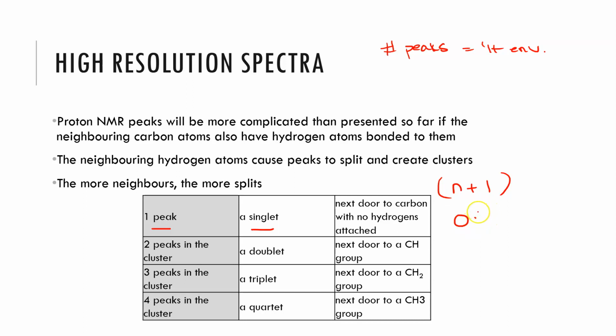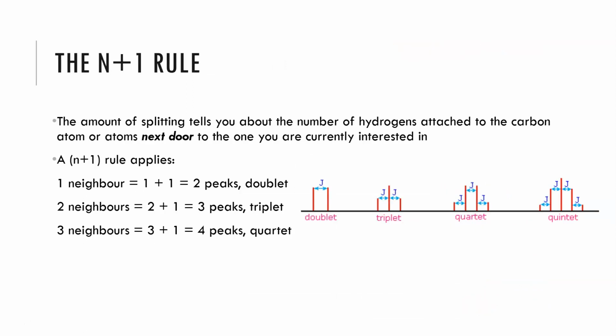the CH3 or CH2, or the hydrogen is isolated on its own by maybe a carbonyl or an ester functional group, then N plus 1 is going to be 1. If it is next door to a CH, N becomes 1, plus 1, we get 2. If it's next door to a CH2, we will now have 2 plus 1, we will see a characteristic triplet splitting. And if the proton that gives rise to the signal is next door to a CH3, plus 1, we will get a quartet splitting. So the splitting tells us the number of hydrogens attached to each carbon, and we call this the N plus 1 rule.